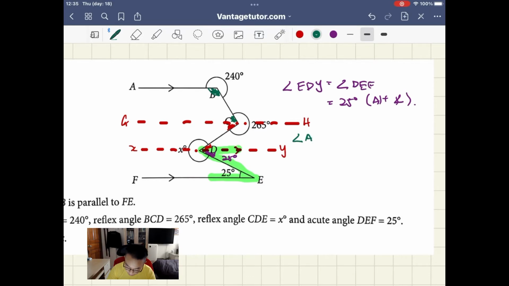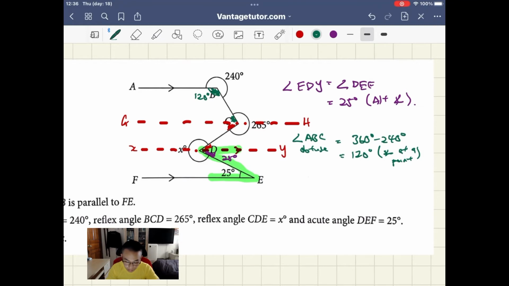Obtuse angle ABC is equal to 360 minus 240. Okay, I can already hear some of you give me the answer, which is 120, and the reason you all learned from primary school, I think: angle at a point. We know that any angle at a point forming a full circle is 360 degrees. So 360 minus 240, you get 120 degrees.